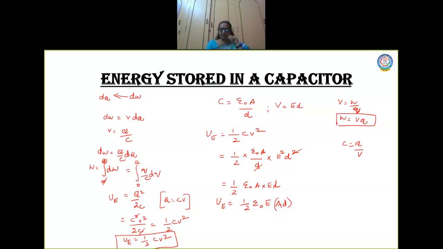Of course A is area and small d is the distance between the plates. So what is area into distance? Area into distance is nothing but what? It is nothing but you call it as volume. So what volume is this? This is the volume of the space between the capacitor plates. So what is AD? AD is the volume of the space between the capacitor plates.